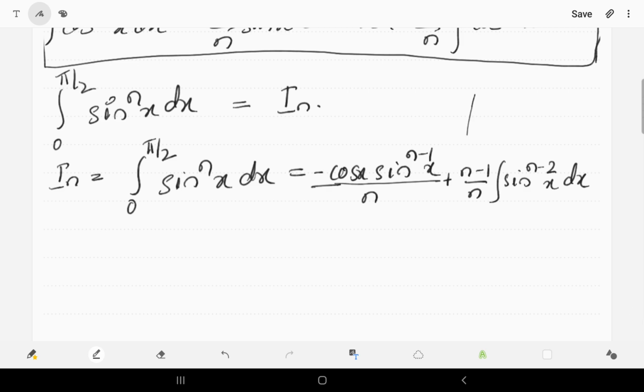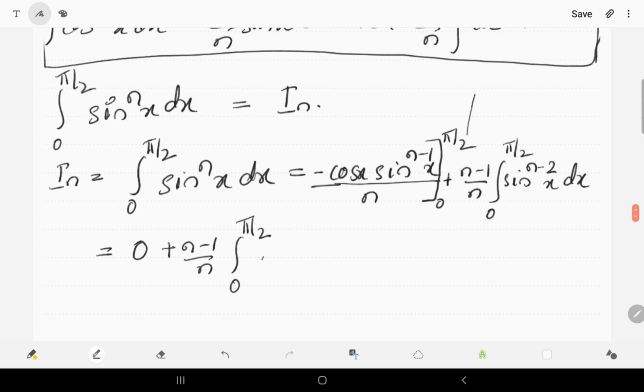Now put limits 0 to pi by 2, because here we have taken limits. That is equal to, cos of pi by 2 is 0, so the upper limit becomes 0. Sin of 0 is 0, so this term becomes 0, the first term becomes 0, plus n minus 1 divided by n integration from 0 to pi by 2 sin raised to n minus 2 x dx.